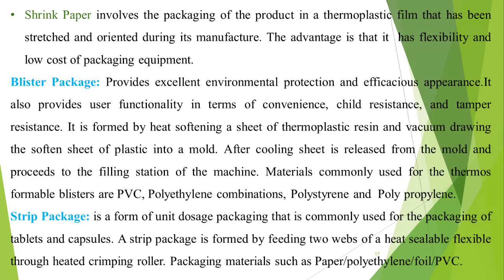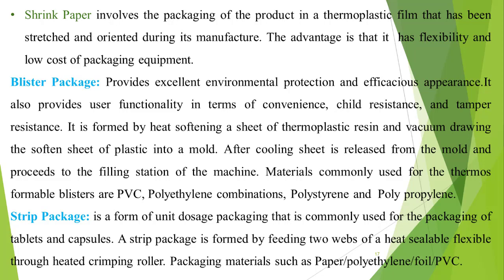Blister packaging provides excellent environmental protection and an efficacious appearance. It also provides user functionality in terms of convenience, child resistance, and tamper resistance. It is formed by heat softening a sheet of thermoplastic resin and vacuum drawing the softened sheet of plastic into a mold. Take an example of Digene or paracetamol, where you will find transparent packaging and you can see the tablet. That means tablets are properly packaged in a mold. That is all about blister packaging. Generally used materials are PVC, polyethylene combination, polystyrene, and polypropylene.